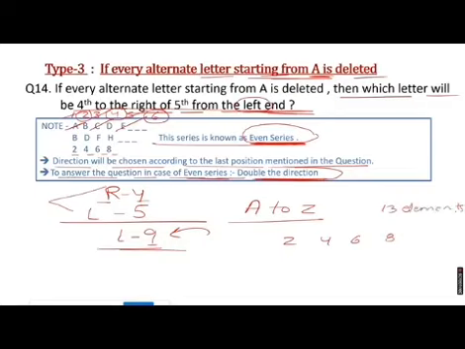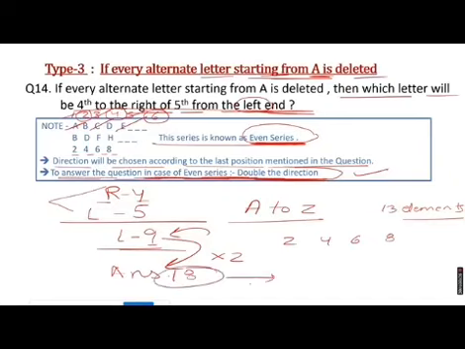So here, for solving the question, we have to use this trick that is saying to us that in case of an even number series, double the direction. So we have to double the direction. It means I have to multiply 9 by 2. So my answer will be 18th. And the alphabet that is present on the 18th position will be R. So our answer is R.